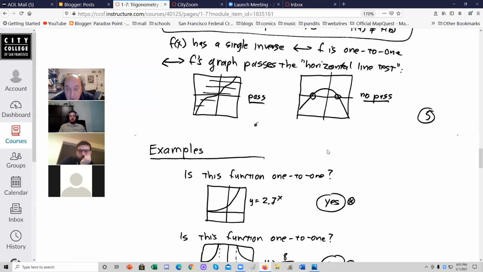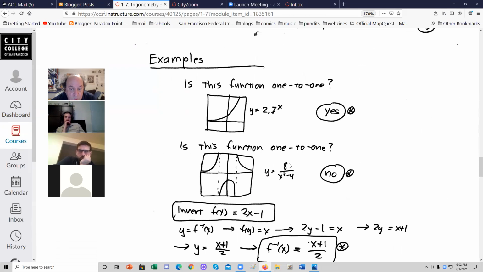For example, here we have a function, y equals 2.7 to the x. Is this function one-to-one? Yes, a horizontal line meets it once. So yes, it is, and therefore it has a single inverse. Is this function one-to-one? No, it's not.